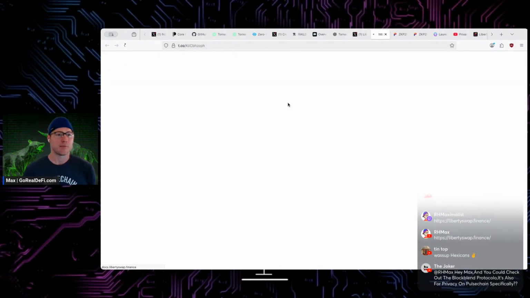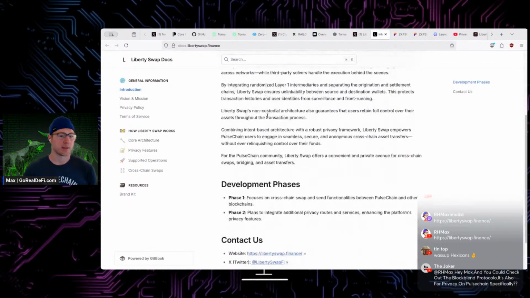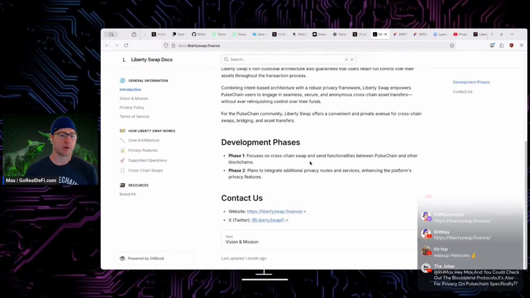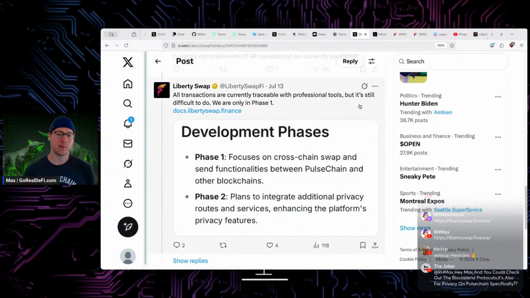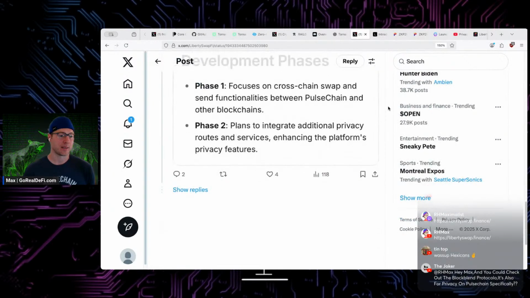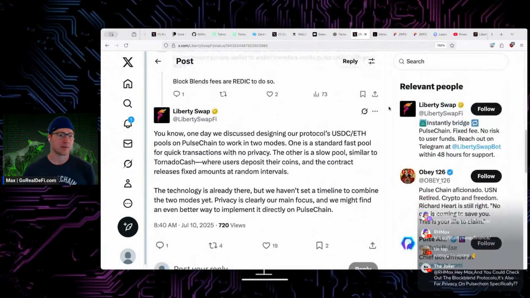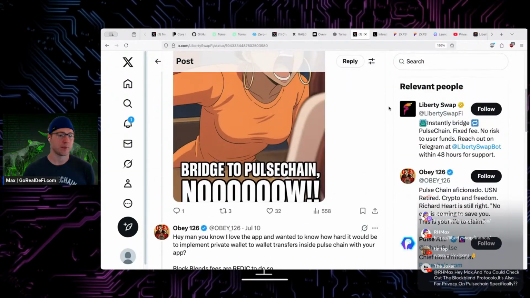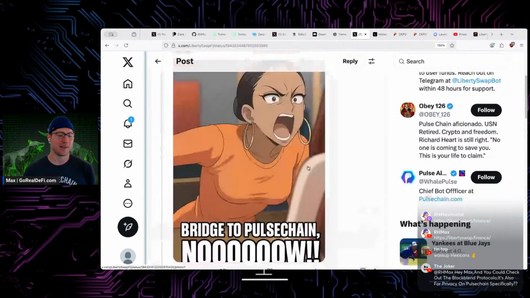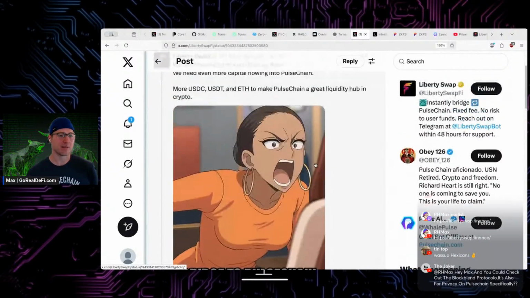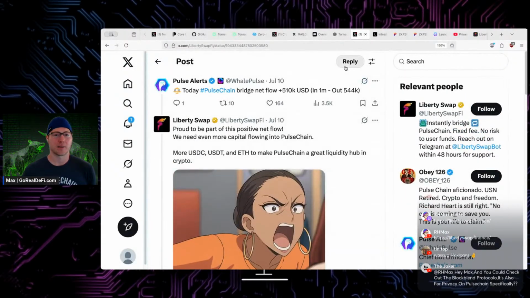If you go to the docs, you can see the different phases. Phase one focuses on cross-chain swap and SIM functionality between PulseChain and other blockchains. And then phase two plans to integrate additional privacy routes and services, enhancing the platform's privacy features. So they seem to be wanting to build some privacy stuff too. Pretty cool. They have a lot of memes. It's a bridge to PulseChain now. Pretty good.